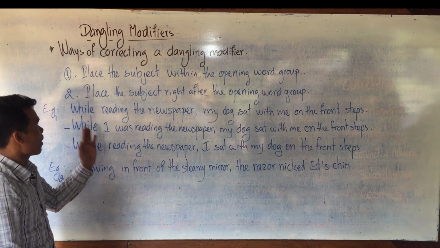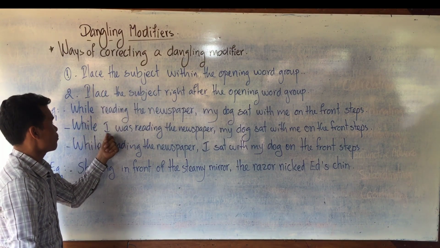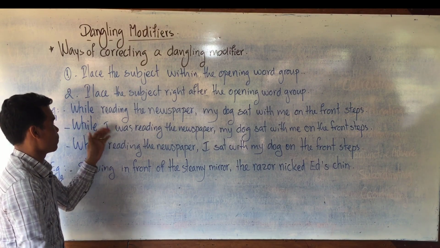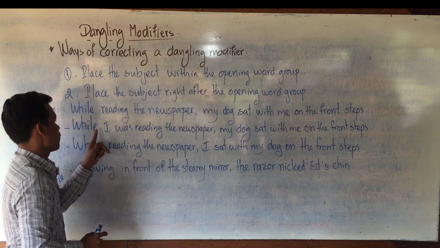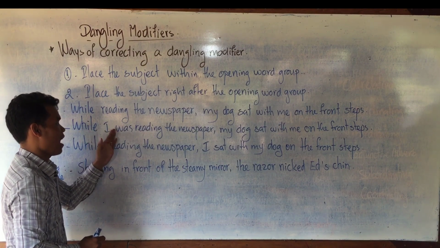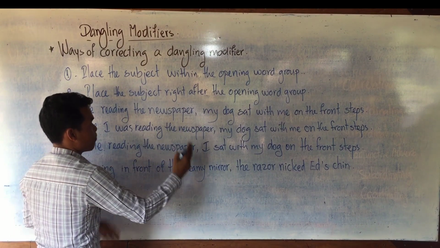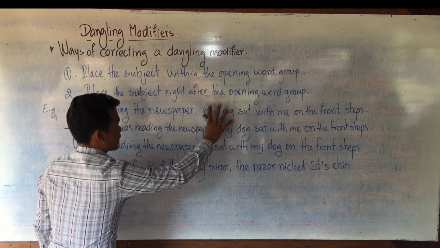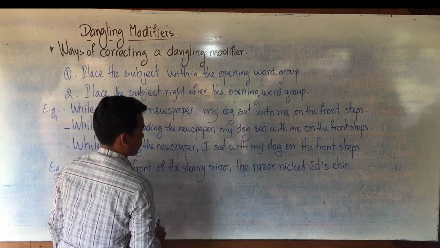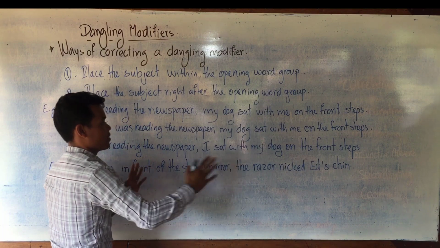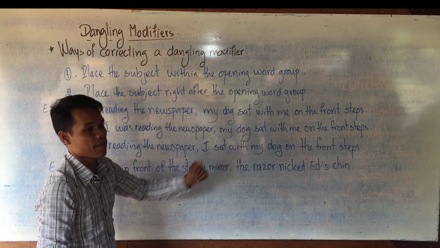This is another way of correcting a dangling modifier. The first thing, you place the subject within the opening word group. Because you see the words my dog, that's why you place I in here: I was reading. One more, no need to add anything, but you change the main clause from my dog to I, and still my dog. So this sentence is a bit different from the previous one, but it still has the same meaning.